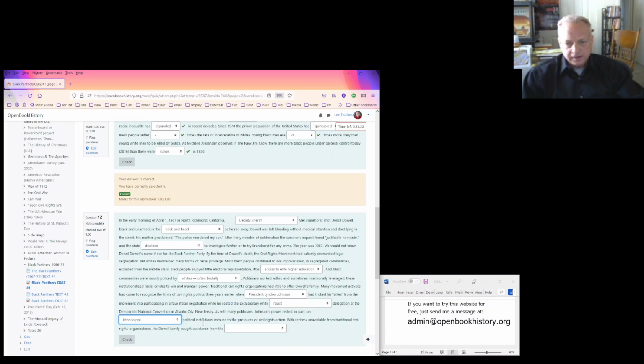Mississippi political institutions immune to the pressure of civil rights action. With redress unavailable from traditional civil rights organizations, the Dowell family sought assistance from the Black Panther Party.